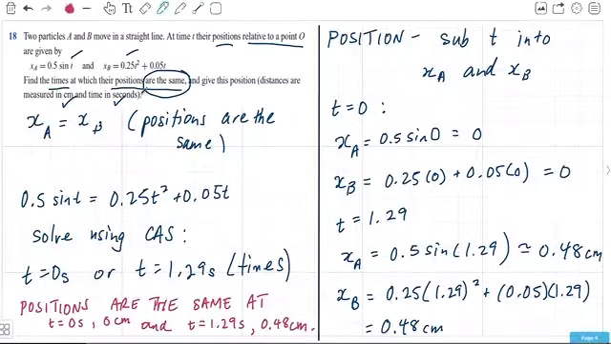Okay, so finding positions, remember to find the times first in this one because everything's in terms of t, and then once you've found the times, these x's here, the expressions for x, give us the actual distance from the origin as a position in space.